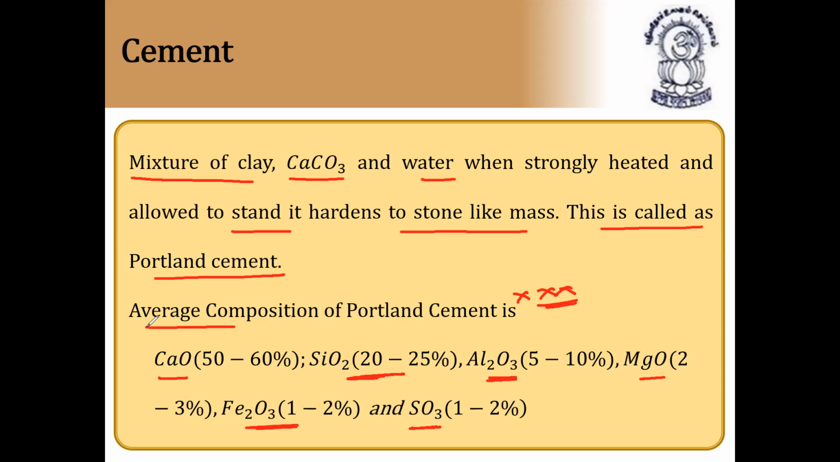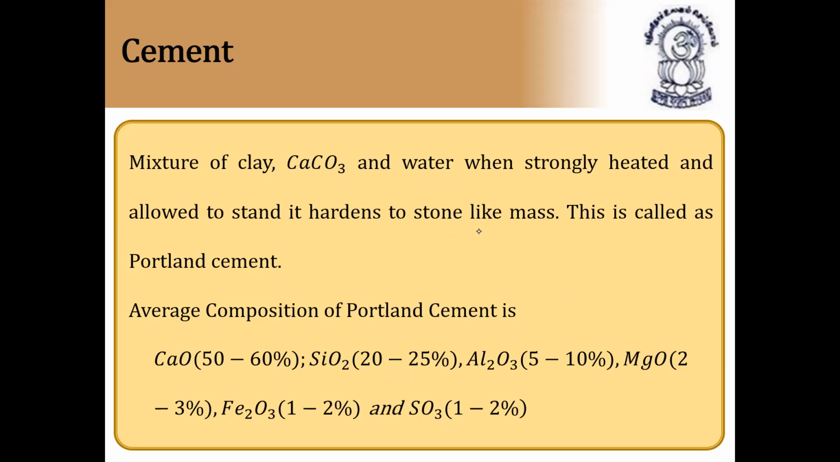Very, very important. They'll ask in the entrance exams the composition of Portland cement. Mainly it consists of calcium oxide, silicon dioxide, and aluminum oxide. The remaining are traces, that is magnesium oxide, ferric oxide, and sulfur trioxide, in lesser quantity, but the majority is calcium oxide, silicon dioxide, and aluminum oxide. These are the main components of Portland cement. Next, continuation.